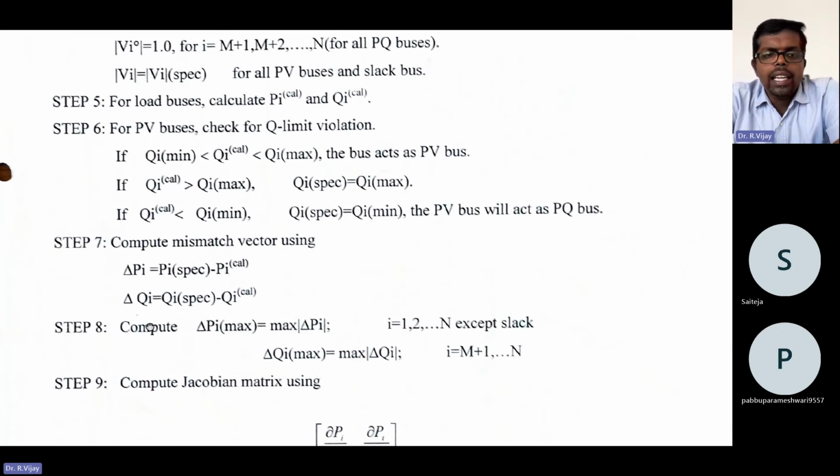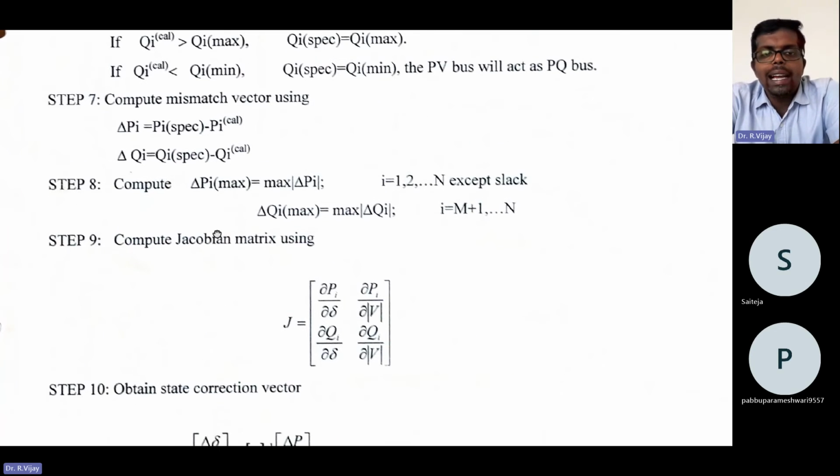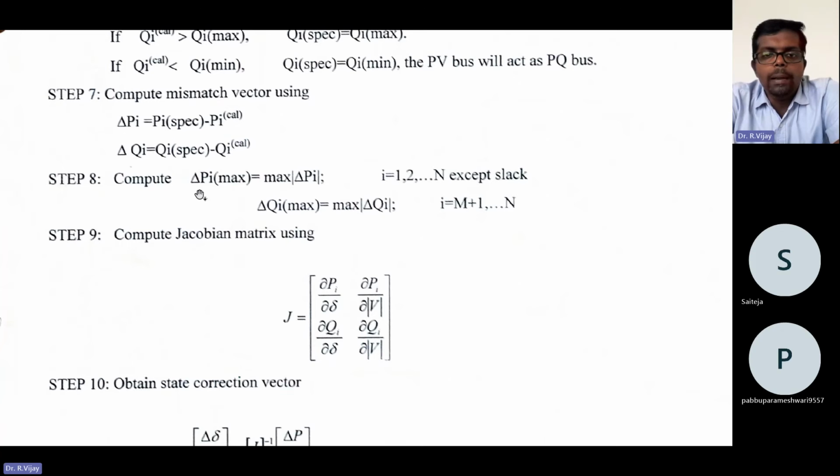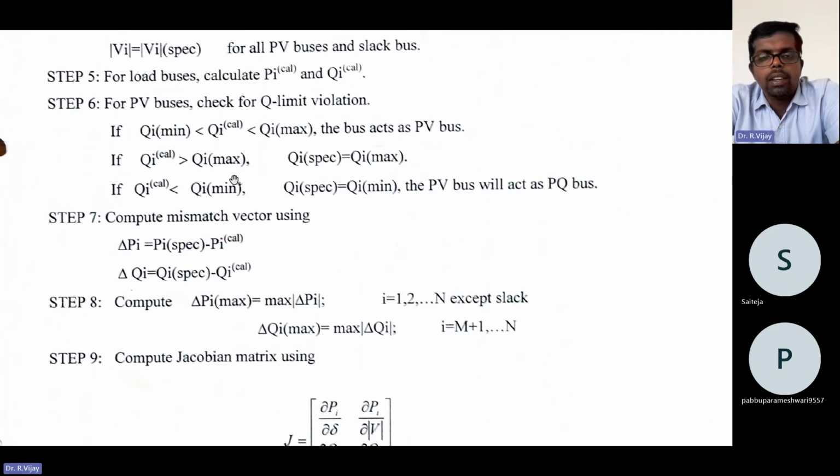Similarly, del Qi is equal to Qi specified value minus Qi calculated value. Next, compute del Pi maximum value, that is the maximum of del Pi, which you need to calculate for i equal to 1 up to n except the slack bus. Next, del Qi maximum, that is the maximum of del Qi for i equal to m plus 1 up to n. Up to here, it is common with your Gauss-Seidel method.